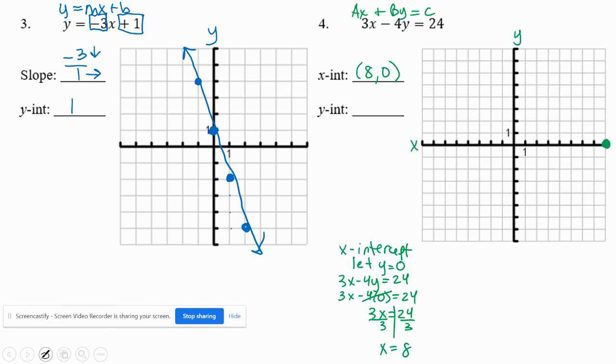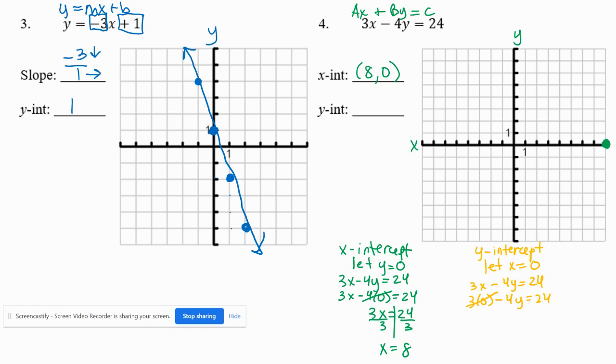Okay. To find the y-intercept, so where it crosses the y-axis, we're going to want to let x equal 0. And the reason we do that is because any point on the y-axis will have an x value of 0 because it's not going left to right. So same equation, 3x minus 4y is equal to 24. But now wherever I see x, I'm going to plug in a 0.